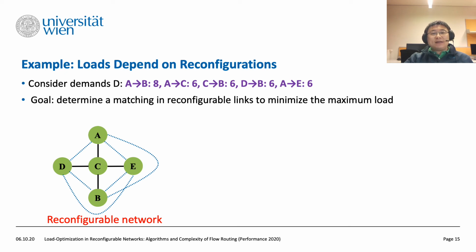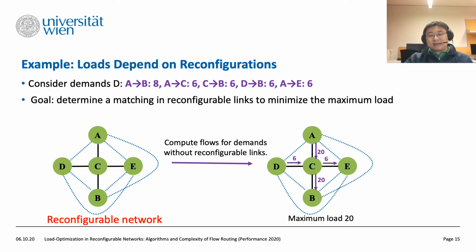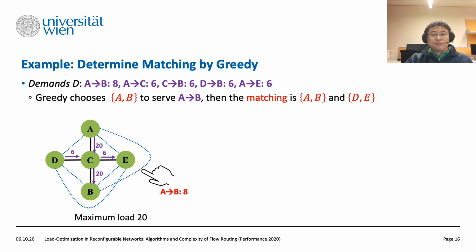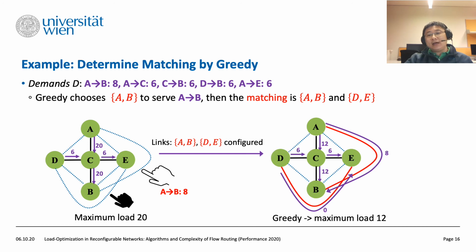Okay, so we are given the demands as follows. Before doing any reconfiguration, we can compute the load on the static links. Here the max load is 20. By our intuition, A to B is the highest demand. That's why perhaps we should choose the reconfigurable link A to B. If we choose A to B, then the matching D to E is also chosen. So by configuring AB and DE, we obtain the hybrid network. After computing the optimal routing, we found that the max load is 12.